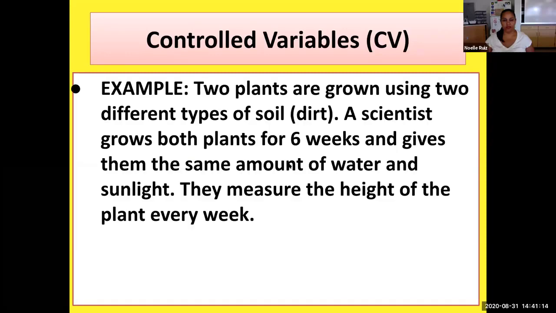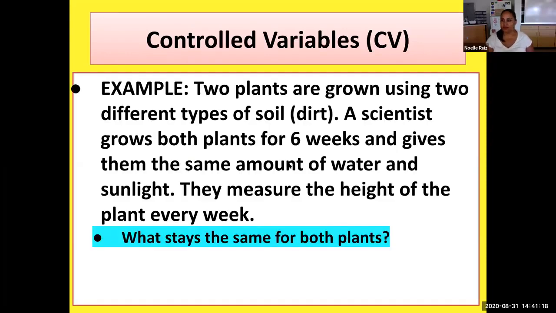All right. Same experiment. 2 plants are grown using 2 different types of soil. Scientist grows both plants for 6 weeks, gives them the same amount of water and sunlight. They measure the height of the plant every week. We got 3 variables. We already picked out 2 of them. So which one would be the controlled variable? Which one stays the same for both plants? Or which ones? We've already chosen 2 of these.